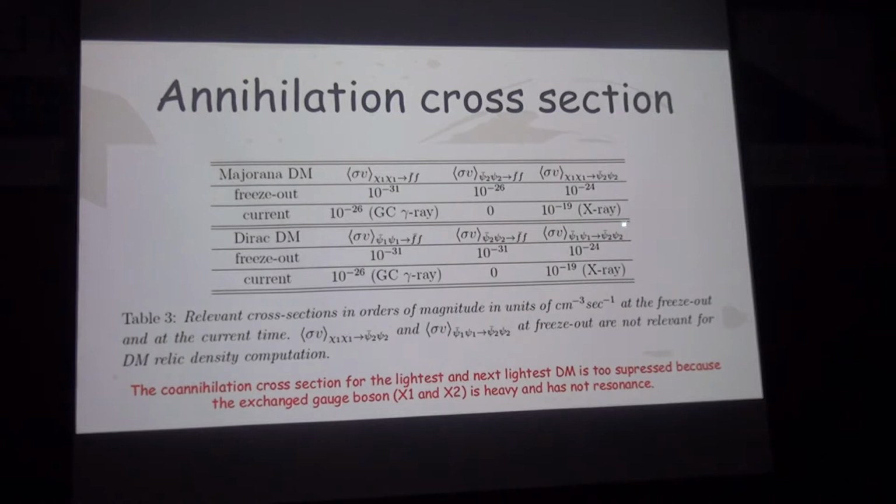And then in X-ray, as I just mentioned, we need this and this, same as the Dirac case. The only thing different is this one: 10^-26 can generate the correct relic density, but this one, the Dirac case, cannot. So you might think, if we consider coannihilation and annihilation, we have chi-chi to fermion-fermion, psi-2 to f f-bar. How about it? The coannihilation between the lightest and the next lightest dark matter is too suppressed, because the exchanged gauge bosons X1 and X2 are heavy and there is no resonance.